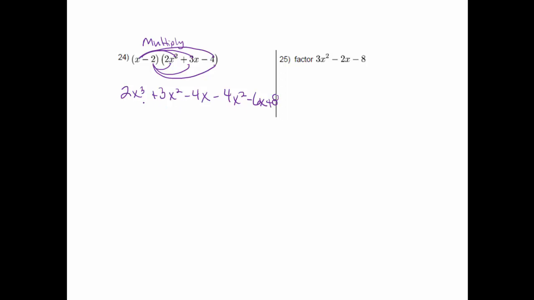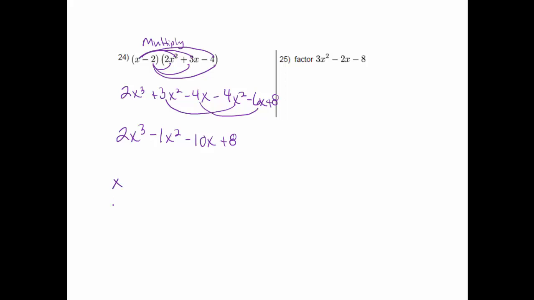And now I just get to combine like terms. I notice these are like terms, and these are like terms. So we're going to get 2x to the third. 3x squared minus 4x squared will be negative 1x squared. Negative 4x minus 6x will be negative 10x, and then plus 8.